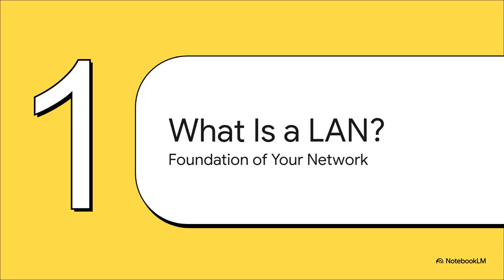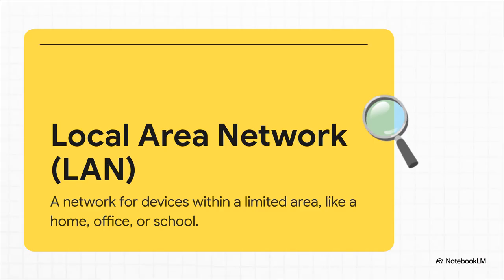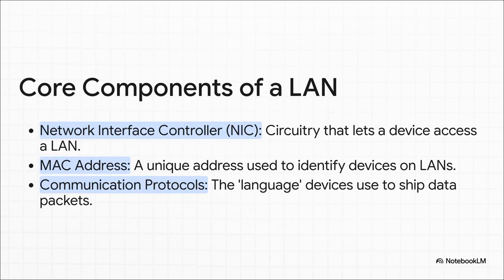Let's break it down, starting with the absolute basics. A LAN is really just a private little network for a small, specific area. Your house, for example. It uses a lot of the same tech that powers the entire internet, but it's just scaled way down for your own personal space. And every LAN is built on three key things.